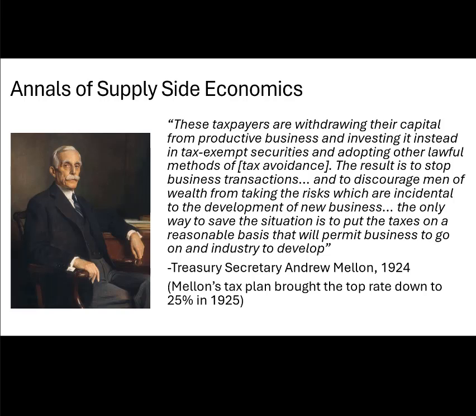And by 1925, Mellon's plan, which was passed by Congress and signed by President Coolidge, got that top rate down from what it had been, 73% back in Woodrow Wilson's presidency, down to 25%. And this arguably contributed to the economic boom in the 1920s known as the Roaring Twenties.